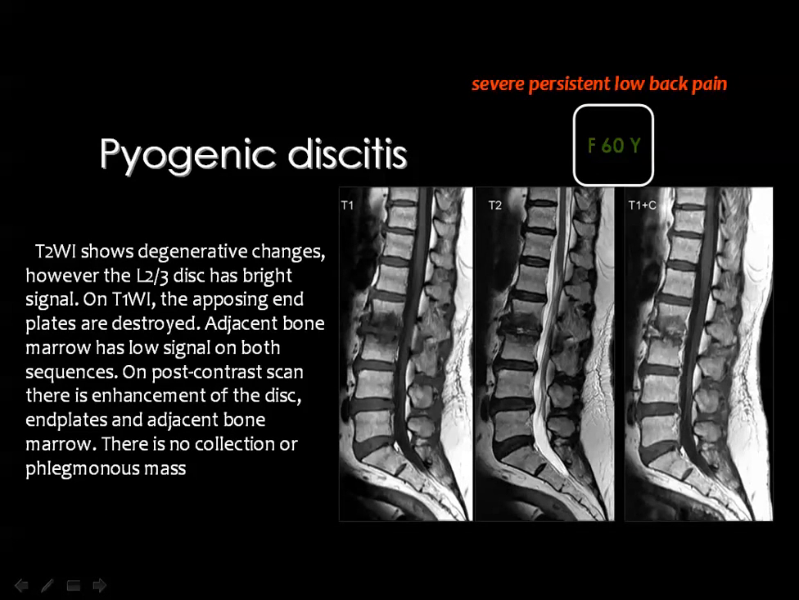And this is pyogenic discitis at the level of the L2-3 disc. There is low signal of the disc in T1, increased signal in the T2 weighted image, and enhancement of the disc as well as the adjacent vertebral end plates. The vertebral end plates showed bone marrow edema in the T1 weighted image, and this bone marrow edema is associated with some degree of bone sclerosis, because in the T2 weighted image you can still see that the end plates appear relatively dark.